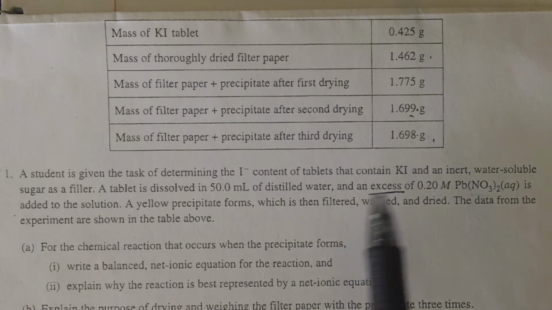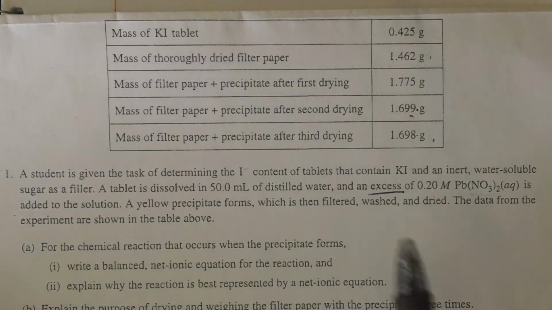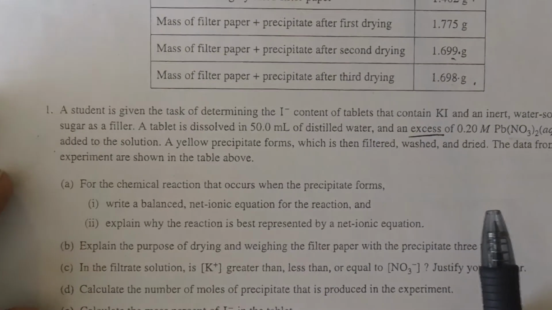So we've got a tablet that has potassium iodide in it and then some other junk that we don't care about. The reason it talks about that sugar as a filler is because if the whole thing was potassium iodide, we would just take this and turn in how much iodide and we'd be done with this problem. But that doesn't tell us how much iodide we have. We're going to have to figure out how much precipitate formed first.